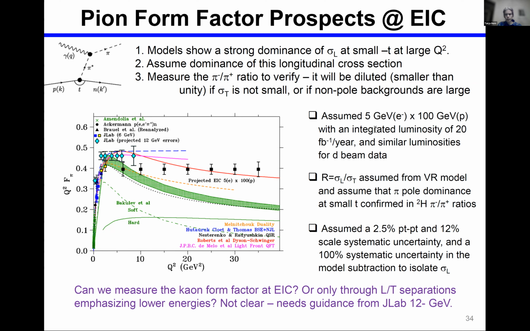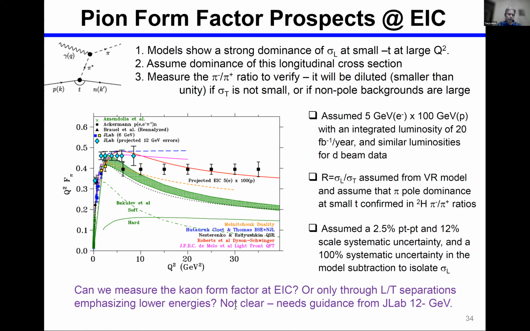The next assumptions are on the experimental facilities. We have 5 GeV electrons on 100 GeV protons, at a certain luminosity. We have a model to extract the form factor, and we assign a certain uncertainty to isolating and extracting it. And this is what we get. Here are the projections for JLab 12 GeV. They end at about 10, as I discussed earlier. And then EIC will finally be able to extend this as required to a range of about 40 GeV squared. So this is great. The next question, of course, is can we do the same with the kaon?